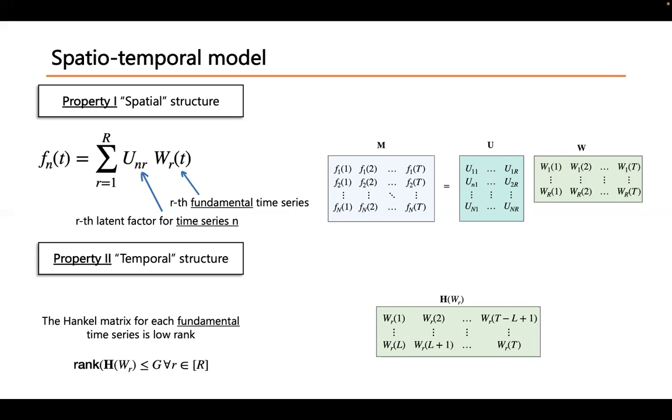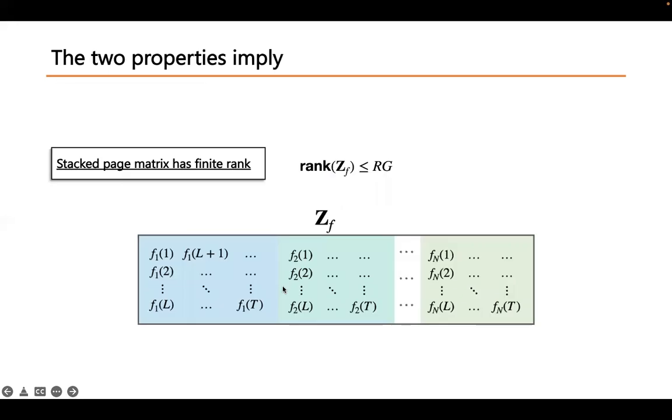But now we also want to capture the temporal structure in the data. The way we do that is to say that w_rt, that matrix, if you look at its Hankel matrix, that is low rank, and in particular has rank less than G. So f_nt by itself, to capture spatial structure, we assume has a rank R representation. And then the Hankel matrix induced by just the time series factor has a rank G approximation. It turns out that if you have such a spatiotemporal structure, then the stacked page matrix also has low rank. In particular, its rank is bounded by R times G.